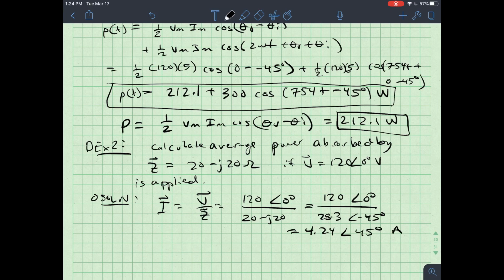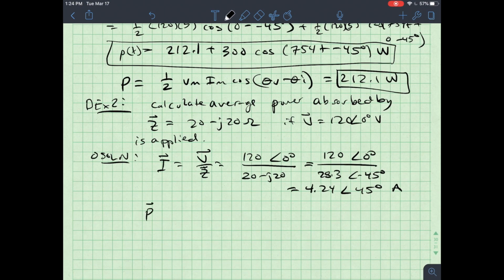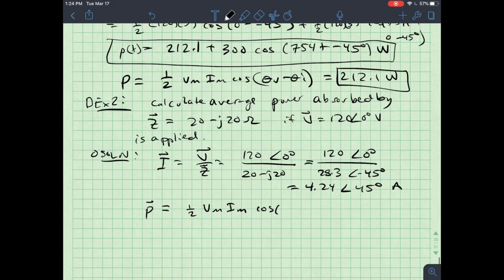And then the power is equal to 1/2 Vm Im cosine of theta v minus theta I, which is 0 minus 45 degrees. So that's 1/2 of 120 times 4.24 times cosine of negative 45 degrees, which is equal to about 180 watts.